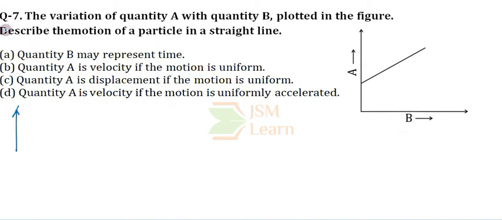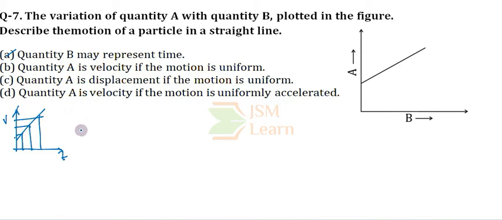Okay, so when we come to option B, it says that if the quantity A represents velocity, let us draw the graph. If the quantity A represents velocity, then the graph is in this manner. So here we can observe that as the time increases, the velocity is not constant. The velocity of the particle here is not constant. The velocity is changing continuously.